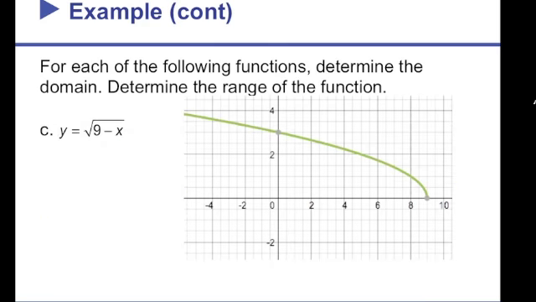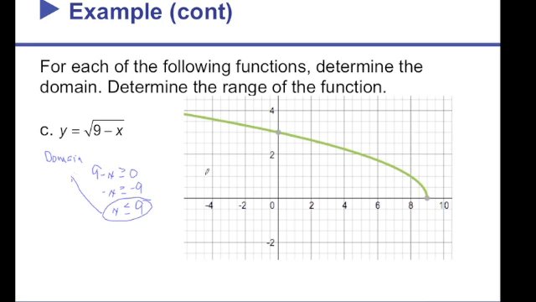Here's one more. We want to determine the domain, and for this case, we're also going to find the range. So looking at the domain, we'll find that 9 minus x is under the square root symbol, so that has to be greater than or equal to 0. So negative x is greater than or equal to negative 9. You remember when we change the signs, we have to change all the signs, including the inequality. So x has to be less than or equal to 9 for the domain.